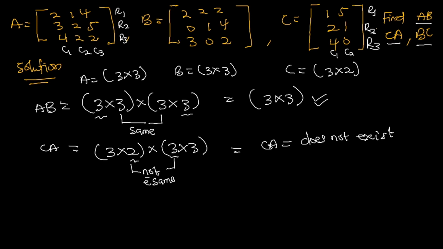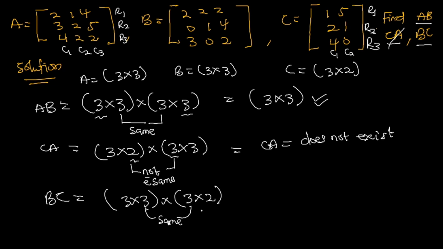So let's find matrix BC. We know from here we don't even need to waste our time finding matrix CA. So let's find matrix BC. For BC, our matrix B is a 3 by 3 matrix, and then our matrix C is a 3 by 2 matrix. So this and this are the same, because they are 3 and 3. So we are expecting a 3 by 2 matrix as our answer.